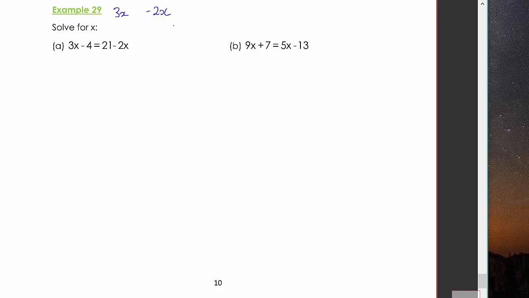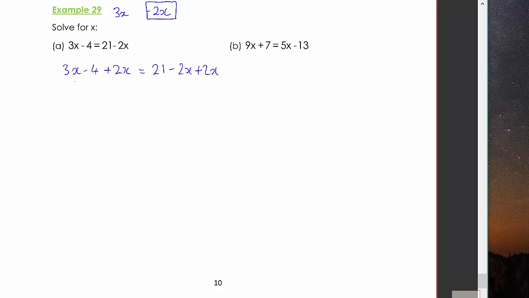Which is the smaller number of x's? Well, clearly a negative is smaller than a positive, so negative 2x is the smaller number. What's the opposite of subtracting 2x? It would be adding 2x. So I'm going to start by adding 2x to both sides of this equation.